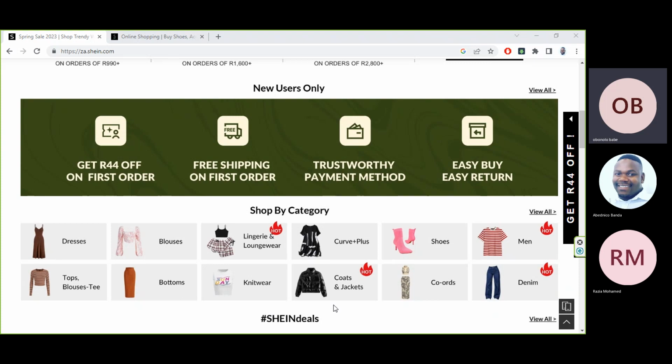But with Shein, it has plus size. So it covers everyone: old people, middle-aged people, kids, varsity students. So I feel like I would prefer Shein more, and I feel like it's a bit more advanced.